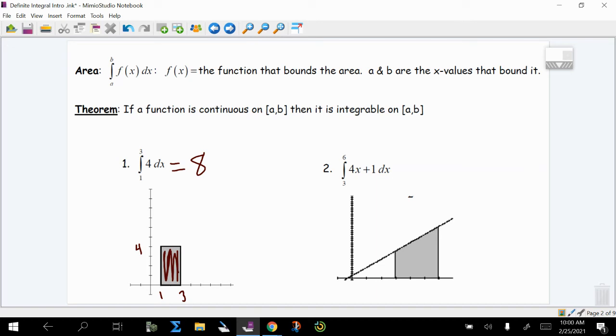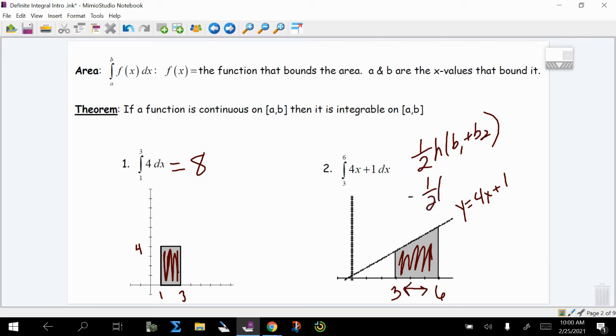The next one is the integral from 3 to 6. So again, those are my start and my stop. And then my function is y equals 4x plus 1, which is just a line that has a slope of 4. And it creates a trapezoid. Well, we know how to find the area of a trapezoid. It is 1/2 the height times the bases added together. So my height is just going to be my distance between my boundary numbers. So my height is 3.